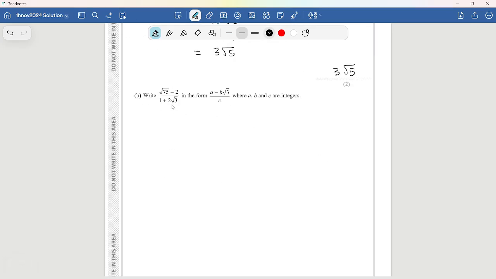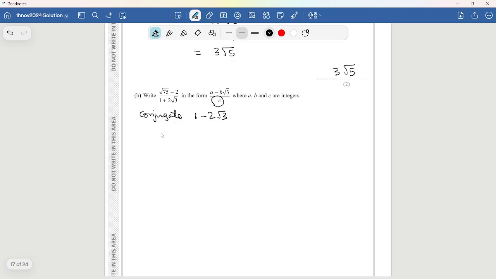Now there is this expression which has got these surds, and this needs to be expressed in the form of a minus b root 3 over c, where a, b and c are integers. So we see in the denominator, we have actually got rid of the surd to make it an integer. So we have to convert this entire thing into this form. Okay, so we need to get rid of the surd in the denominator here. To get rid of the surd in the denominator, we have to find its conjugate. So the conjugate of 1 plus 2 root 3 is 1 minus 2 root 3.